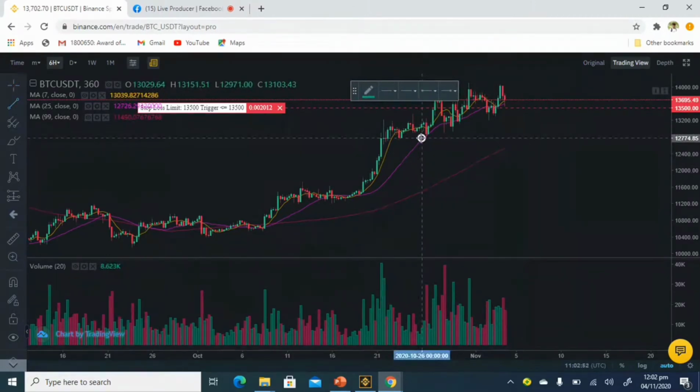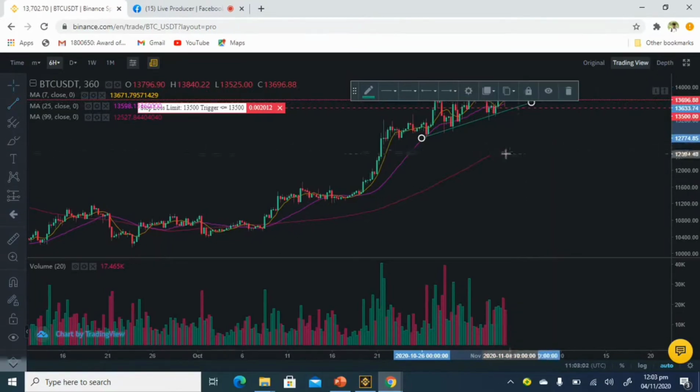Now you discover that from this point here, right, to this point, you discover that the price, this is the price. Okay, this is showing an upward movement. Let me end the line here.